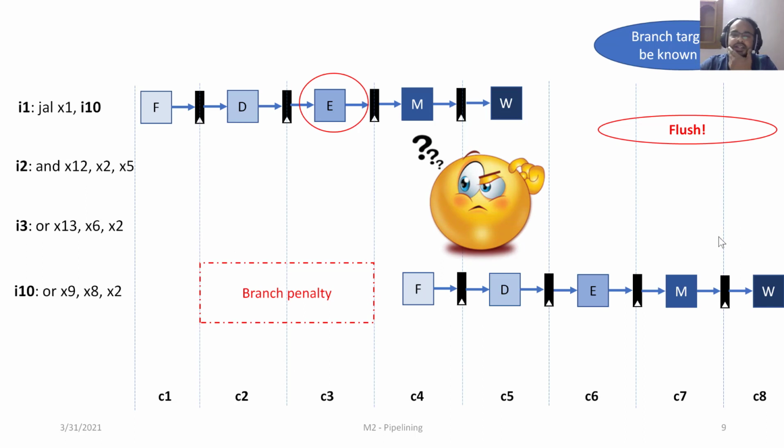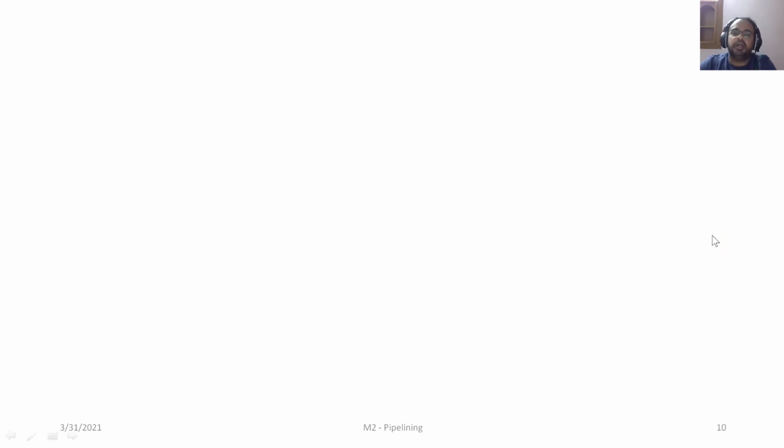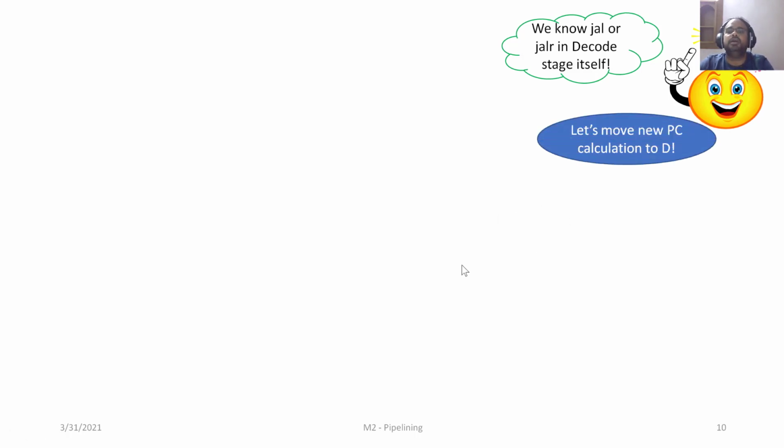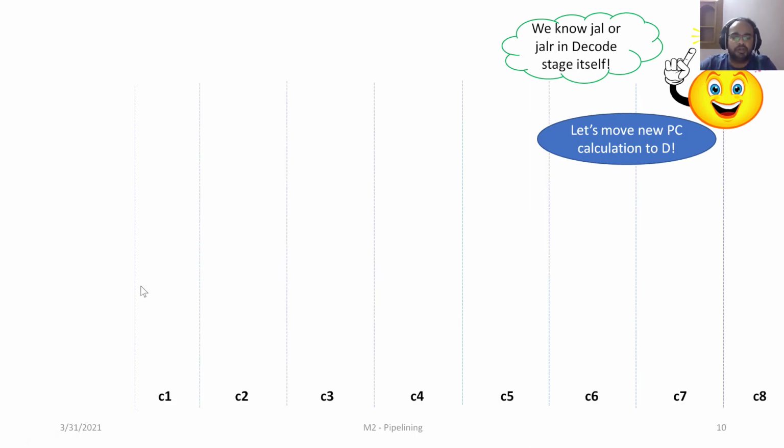Now, hardware designers thought about how to improve it, and accordingly they came up with an intuitive idea, just like data forwarding. What they said was, because we know that the instruction is either JL or JLR in the decode stage itself, why don't we compute the next PC calculation in the decode stage itself? Because anyways, it is being handled by the instruction address generator, right?